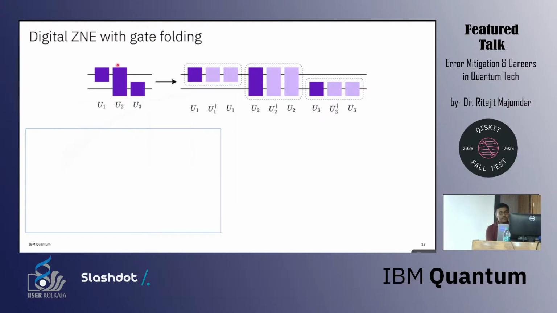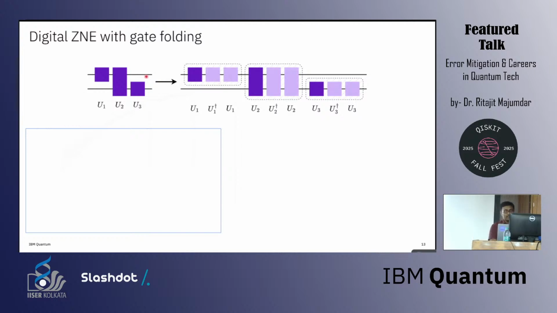So if I replace this circuit with this circuit, in an ideal scenario, both of them will give me the same result. But the scenario is not ideal. Each of these gates has noise associated with it. So when I repeat the gates 3 times, you can expect the noise has increased 3-fold. So that is how we get these lambdas. I haven't been able to characterize lambda. I don't need to.